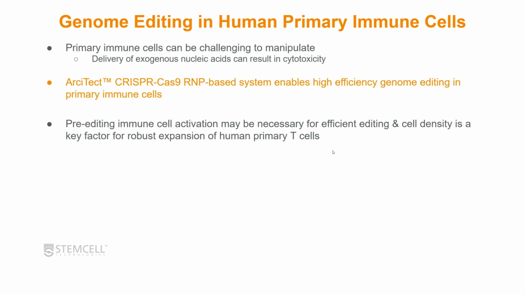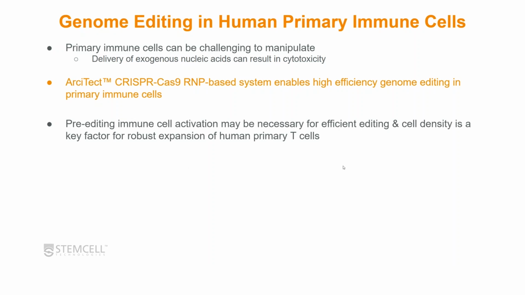So just a brief summary of genome editing in human primary immune cells. We know and we appreciate that primary immune cells can be very challenging to manipulate. This is due to the fact that delivery of exogenous nucleic acids can result in very high cytotoxicity, especially in these types of cells. And so our Architect CRISPR-Cas9 RNP-based system really supports high-efficiency genome editing in this type of cell.